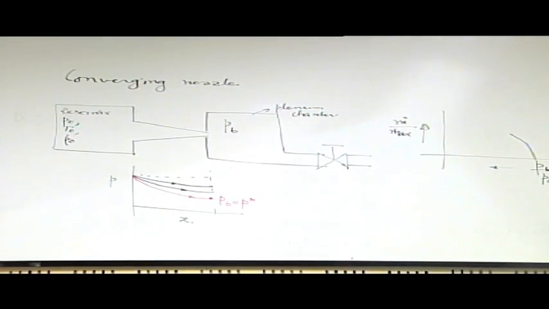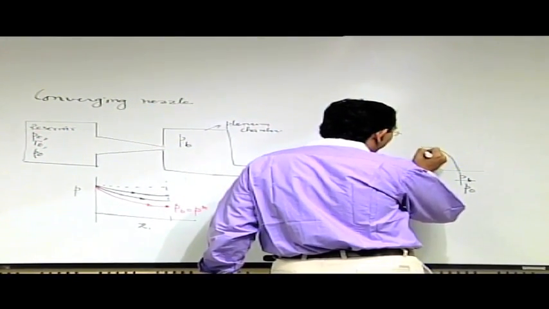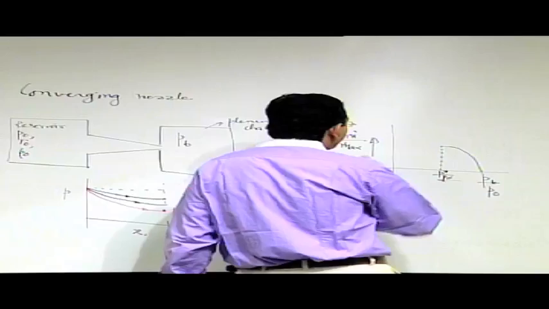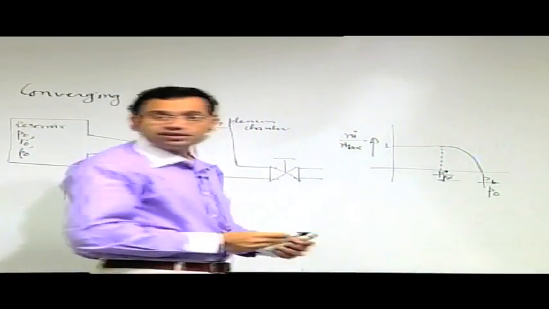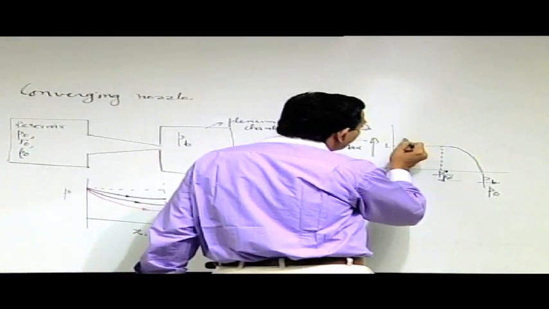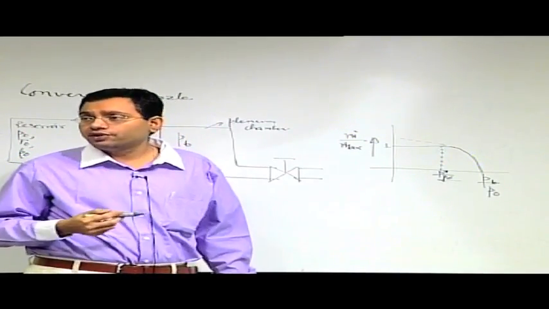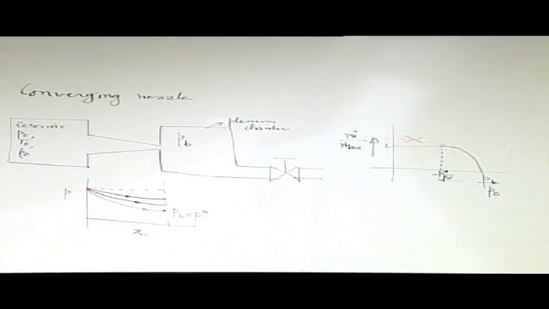Now if you reduce the back pressure further, you will interestingly see that when you have a situation where Pb is equal to P star, you have P star by P0, then m dot equal to m dot max. So this will become equal to 1, and then if you reduce the pressure further, mass flow rate does not increase anymore. The intuitive variation of the graph would be that as you reduce the back pressure there will be more and more mass flow rate, but this is not correct. You come to a saturation state which corresponds to Mach number equal to 1, beyond which further reduction of back pressure will not increase the mass flow rate.